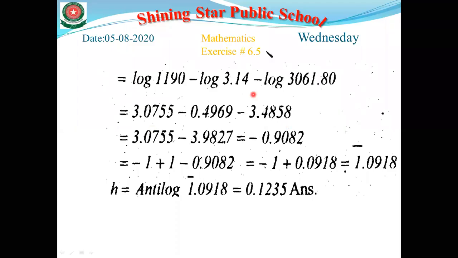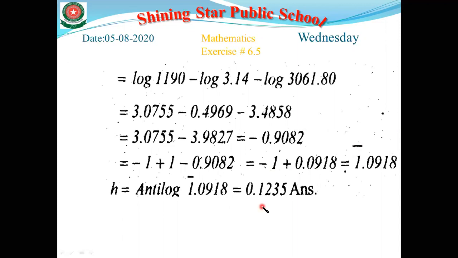Now when we simplify these three numbers, we will get minus 0.9082. Okay, and we know that when we have minus here, we write minus 1 plus 1. Okay, and minus 0.9082. Now it becomes minus 1 plus 0.0918. And when we have the minus in the characteristic, we write 1 bar 0.0918. Now take the anti-log, and when we take the anti-log, it becomes 0.1235.